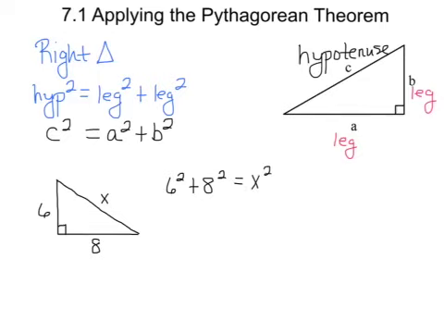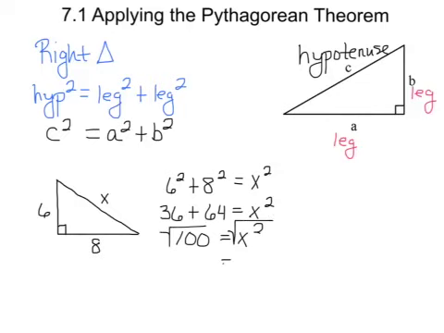Okay, 6 squared is 36. 8 squared is 64. I don't know x squared, so I'm just going to carry that down. 64 plus 36 is 100, and that equals x squared. And then in order to get x by itself, you're just going to take the square root. And so the square root of 100 is 10. So that's just a basic way of how you get the hypotenuse.